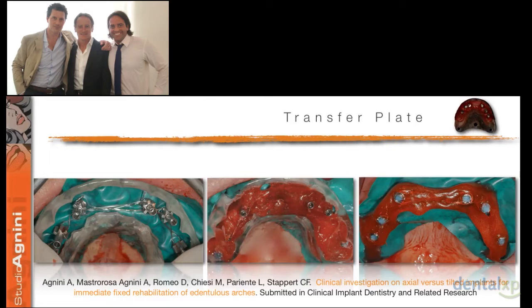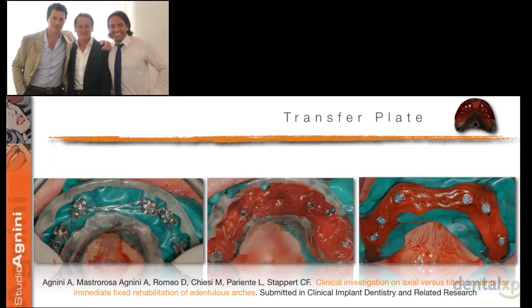And you see here that this is a protocol that we have been using for 6 years, and that is also the topic of an article that we did with Kristen Stappert, with Davide Romeo, and with Leon Pariente, who are also my friends from NYU. And we submitted this article to Clinical Implant Dentistry and Related Research.